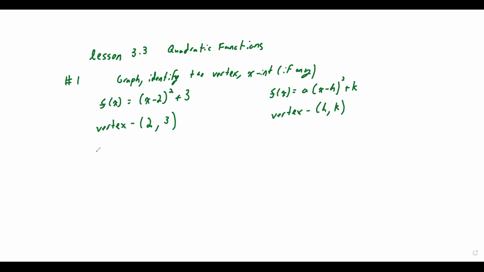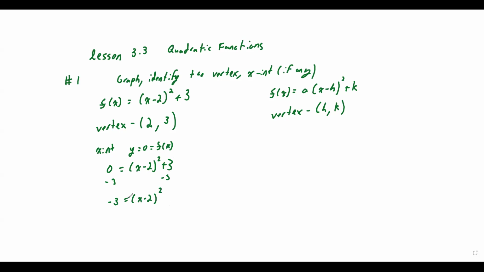Then it says identify x-intercepts, if any. Best way to do this is, for x-intercepts, we know y is equal to 0. Well, y is the same thing as f of x. So what we can do is set this equal to 0. And now we're ready to solve this. So I'm going to subtract 3 first. So I get negative 3 equals (x minus 2) squared.